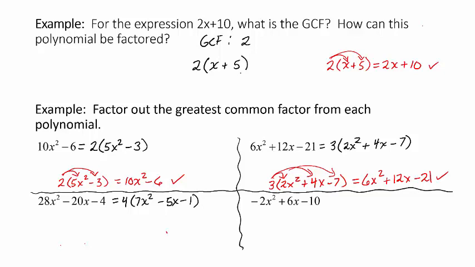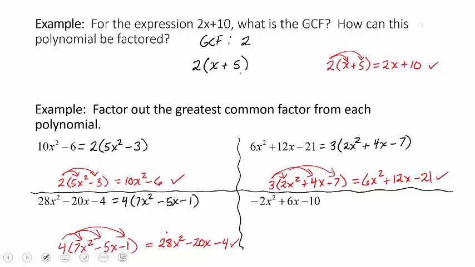Because when we factor that back through, so when we check it down here, and we perform the distributive property here, we should get what we started with. 4 times 7x squared is 28x squared. 4 times minus 5x is minus 20x. And 4 times negative 1 is minus 4. Okay, so that minus 1 is really important there at the end.